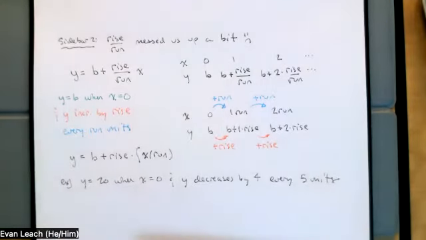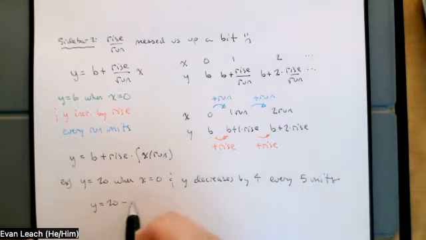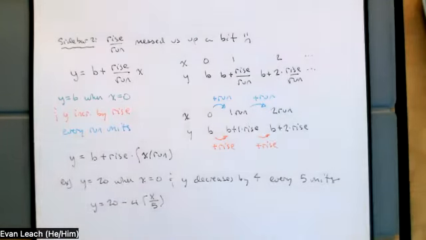So if y is 20 when x is 0, and y decreases by 4 every 5 units, we can just write our equation. Here's our start: start off at 20 and decrease by 4 every 5 units. When x is equal to 5, that factor is 5 over 5 or 1. We decrease by 4 1 time. When x is equal to 10, 10 divided by 5 is 2. We decrease by 4 2 times. When x is 15, 15 divided by 5 is 3. We have decreased by 4 3 times.